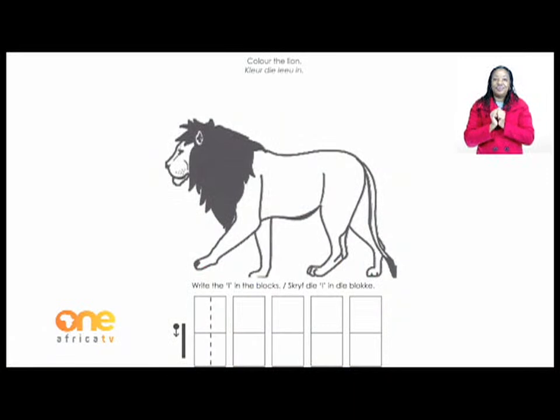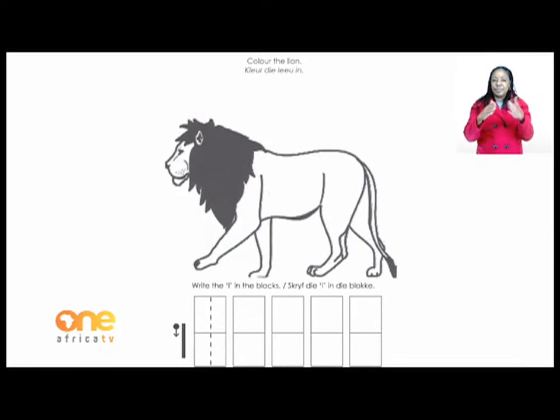Let's look on page 18 once more. Color in the lion. That is the instruction that we have on page 18. We want to learn how to write letter L as for lion. L, L, L. Do you know what other things start with the letter L?